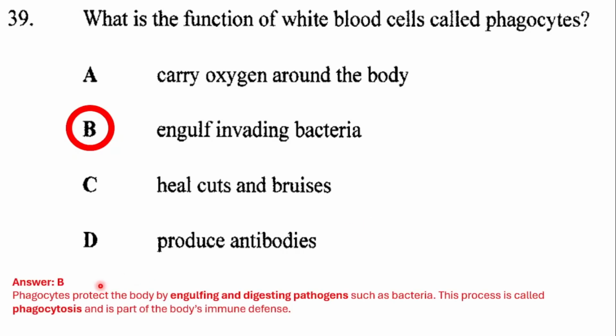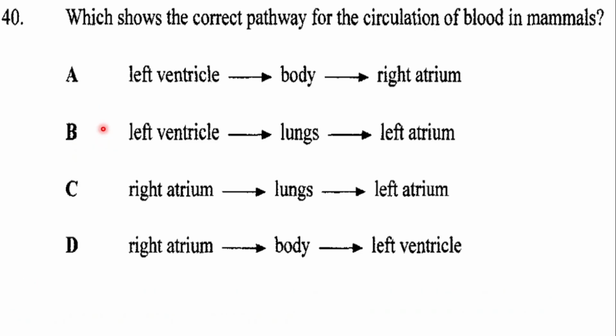Because phagocytes protect the body by engulfing and digesting pathogens such as bacteria. This process is called phagocytosis and is part of the body's immune defense. So when we think about our phagocytes, we're definitely thinking about them engulfing invading bacteria. And so the correct answer is definitely going to be B. Let's move on to question number 40.